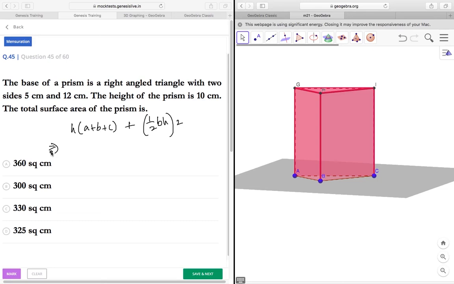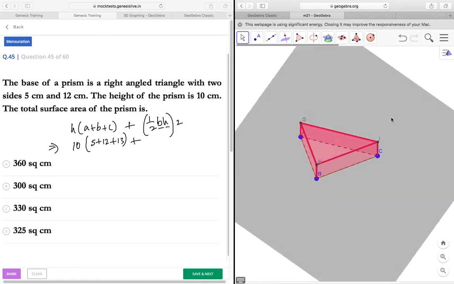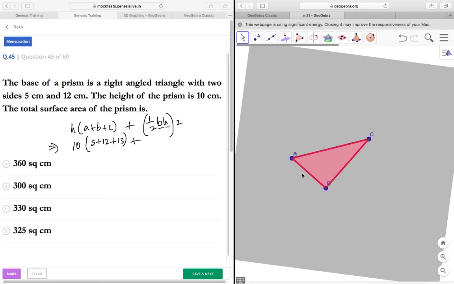So this will be equal to H is equal to 10 centimeters. So A plus B plus C is going to be 5 plus 12 plus 13 plus B into H, base into height. Now in the case of the base, we have considered it as 5 and 12. We can interchange that, but not the hypotenuse, because in the formula we only have base and height, right? So this is going to be base into height, which is 5 into 12. That's it. Then you can just solve this to get the right answer. This will be 30 into 10, 300 plus 60, 360. Everything is in terms of centimeter, no need to worry about it. So it will be square centimeter. Answer is option A. Hope this is clear.